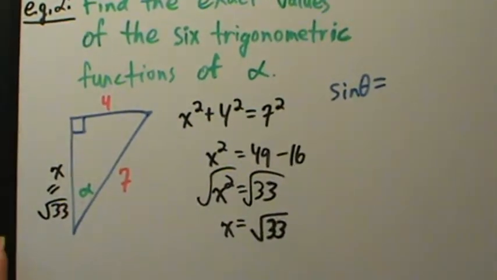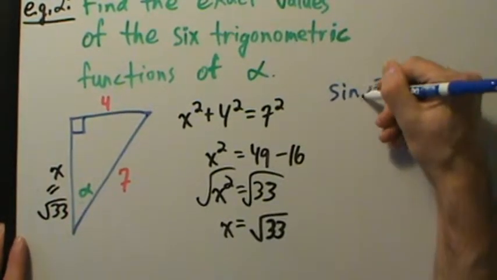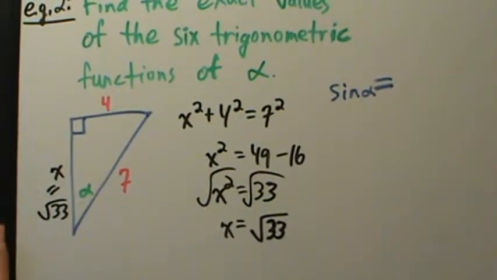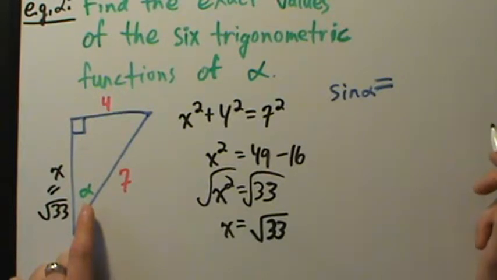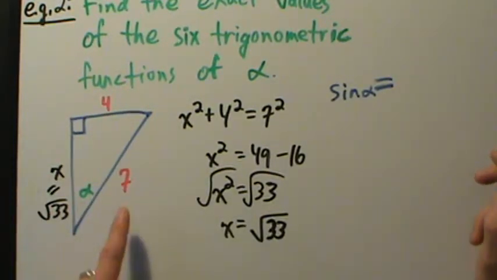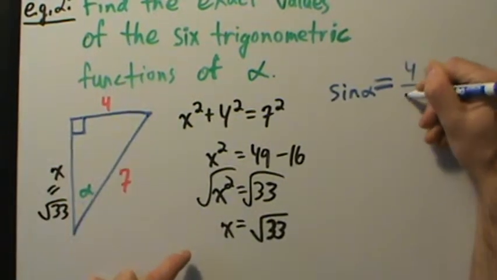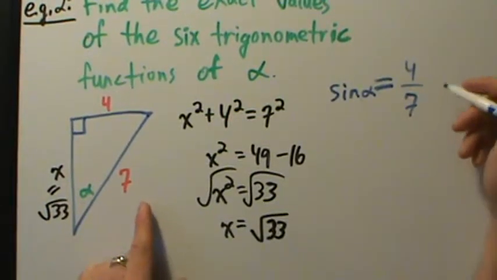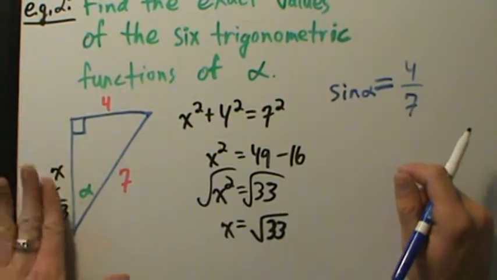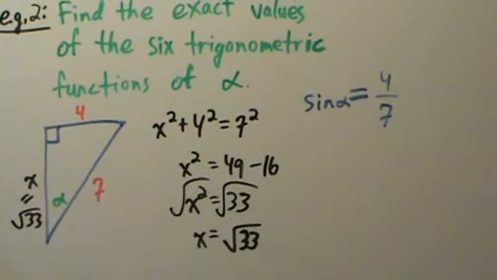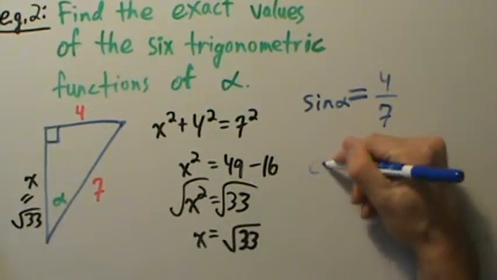Okay, so remember the sine of, oh sorry, not theta, but alpha. So we're using alpha here, not theta. So the sine of alpha is going to be opposite over hypotenuse. Okay, so the opposite side is 4, and the hypotenuse is 7. Okay, so we could have got that one at least without this leg, but we do need this leg for most of the other ones. So that's sine of alpha.